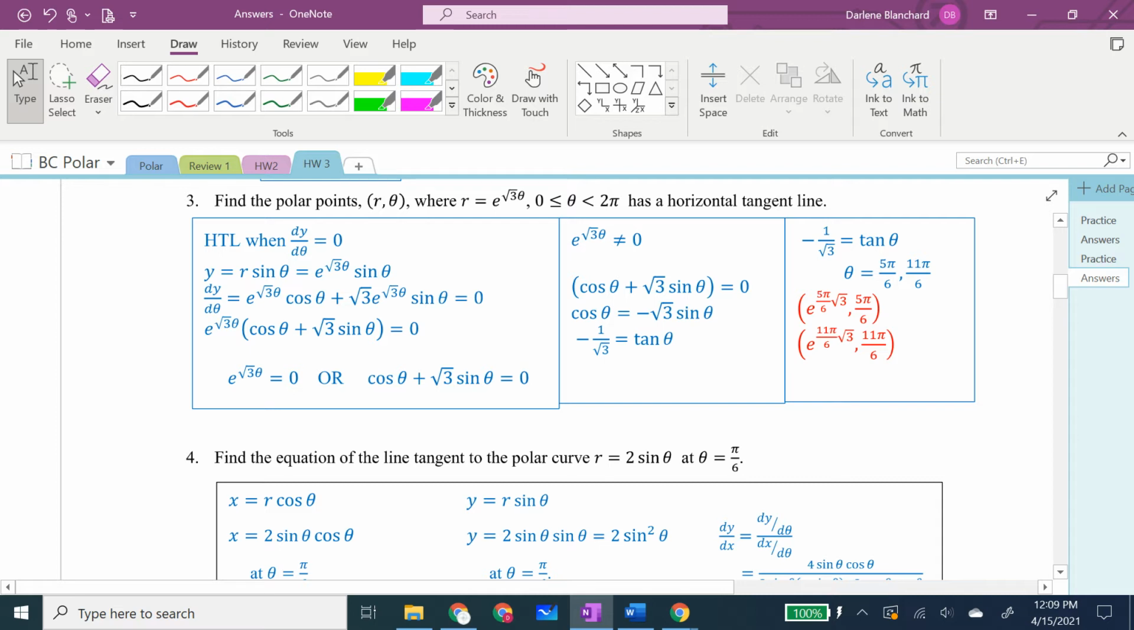So for tomorrow's test, all I want you to be able to do is find me the slope. That's it. I won't ask find the equation of the tangent line. I will ask you to find the slope of the polar curve at a particular angle. That's it. Between numbers 3 and 4, that's all I'm going to ask of you.